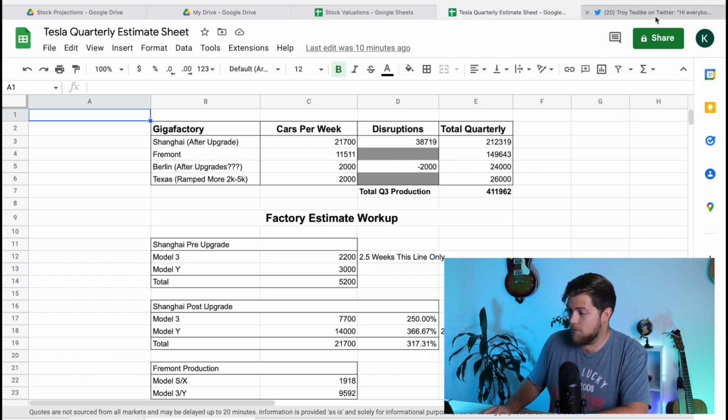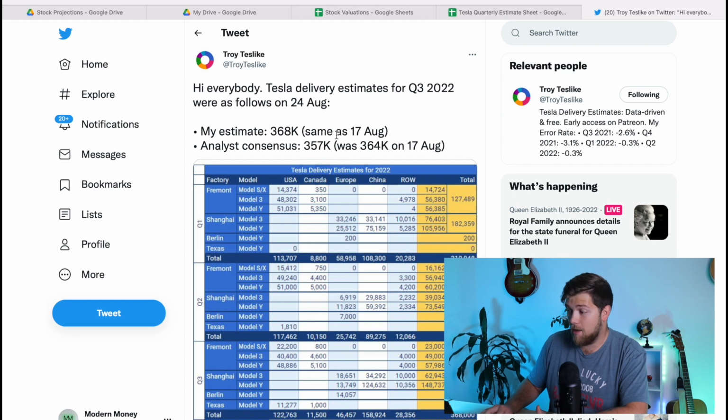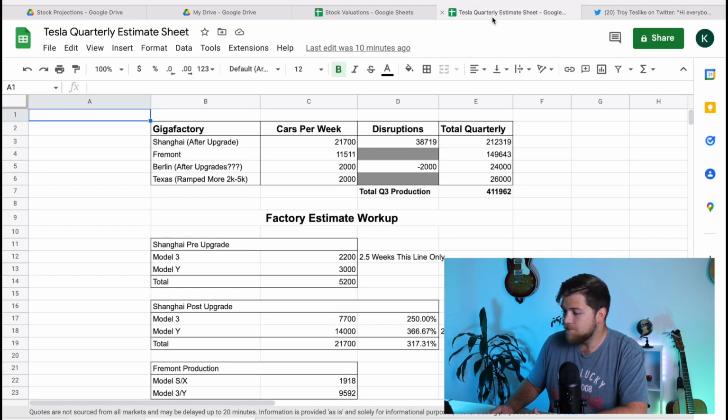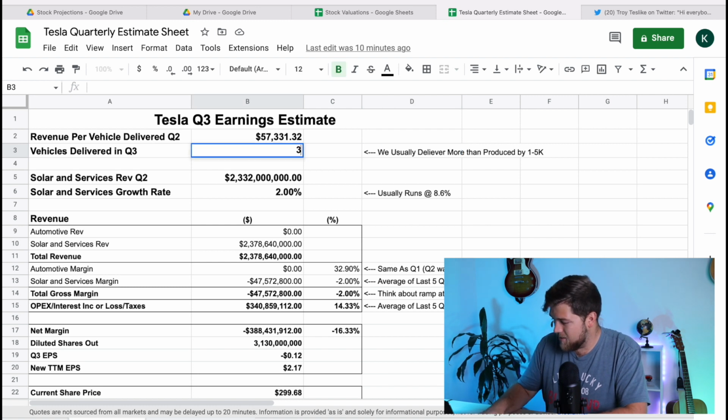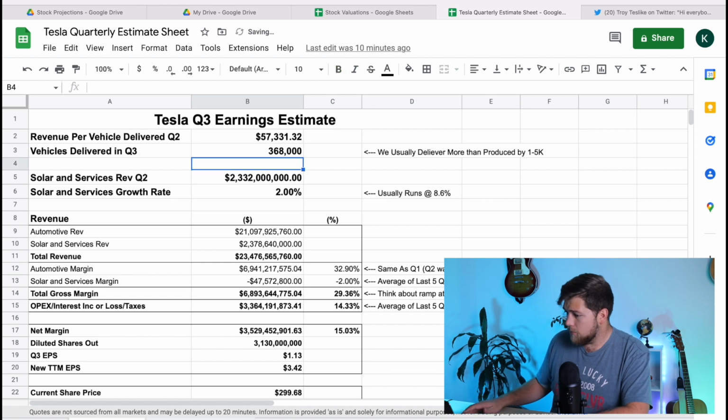So yes, 367 or 368 rather, I feel like is a very achievable number. Like I had said, we just come over here, go into this cell, and we go 368, 1, 2, 3 to make it 368,000. Plug that in, and boom, there goes some easy math for us.